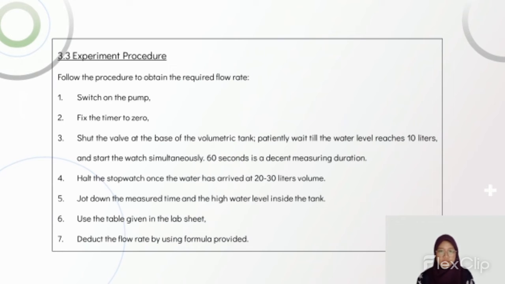Next step is to halt the stopwatch once the water has arrived at 20 to 30 liters volume. Following that, jot down the measured time and the high water level inside the tank. After that, use the table given in the lab sheet and finally deduce the flow rate by using the formula provided.